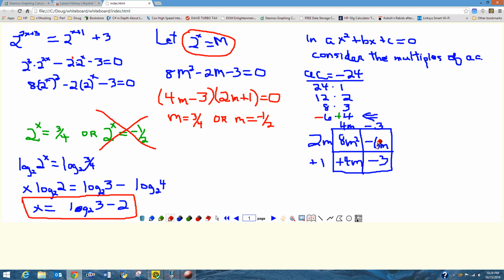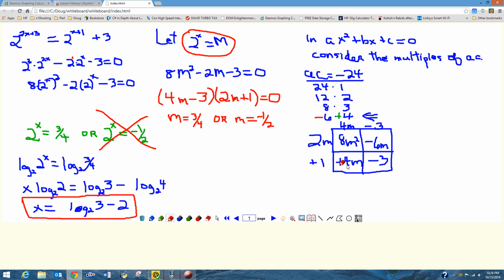What you do is factor out the greatest common factor from each row. Really, this is just factoring by grouping. So you may have heard of that technique too, but a lot of students find it easier to do the box method. So I can factor out a 2m from each term in the first row, so I write that outside.